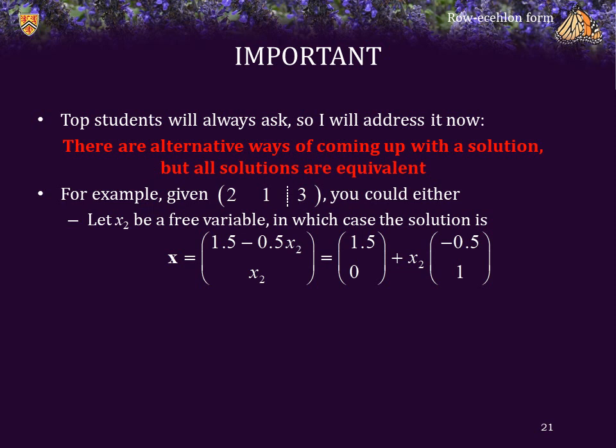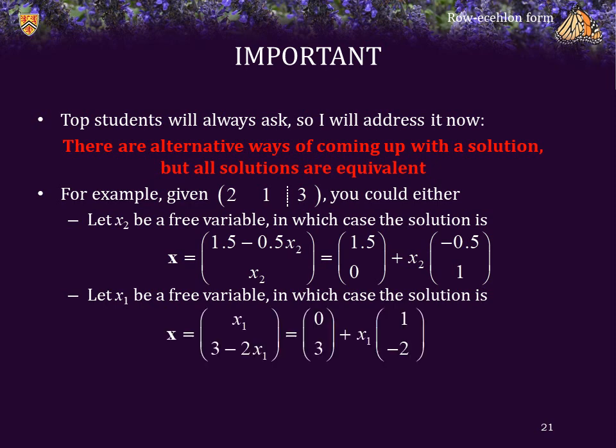However, nothing prevents you from declaring x1 to be the free variable. And if x1 is the free variable, then you could solve that equation to find that x2 is equal to 3 minus 2x1. All right, so now we have 2 different solutions.